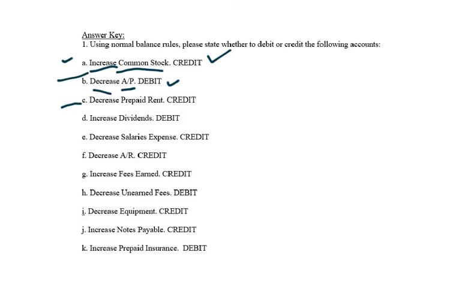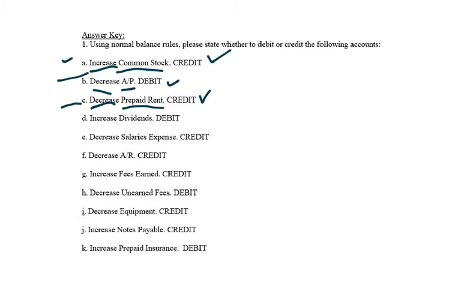Now for C, decrease prepaid rent. So the first thing you have to ask yourself is, what is prepaid rent? This is kind of a newer term. Remember, that was one of those classifications of current assets that was described. So it's a current asset. So what's the normal balance of an asset? That would be a debit. That's how we define them, and you debit it to increase it. So decreasing it means we're reducing it, so it should be a credit in that case. That would be the proper application.